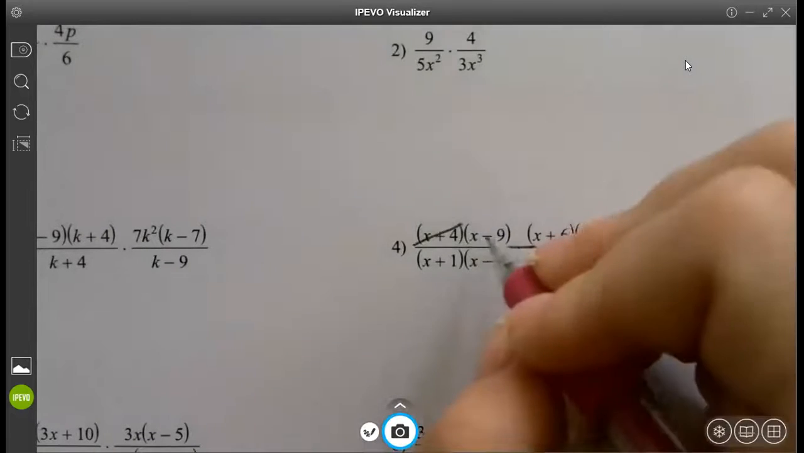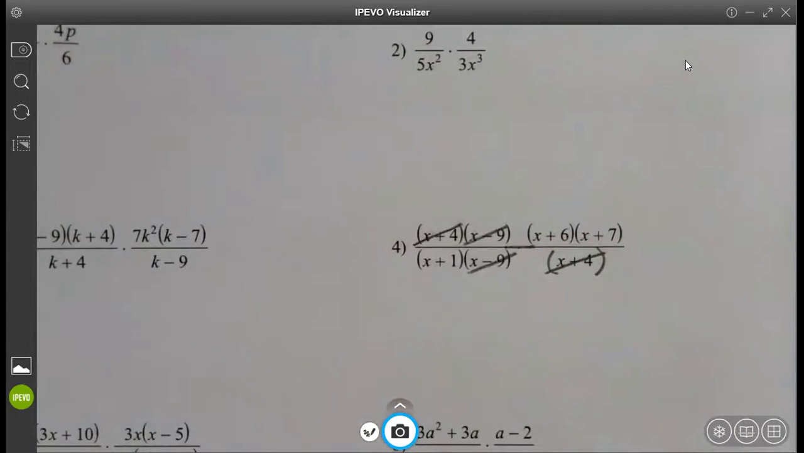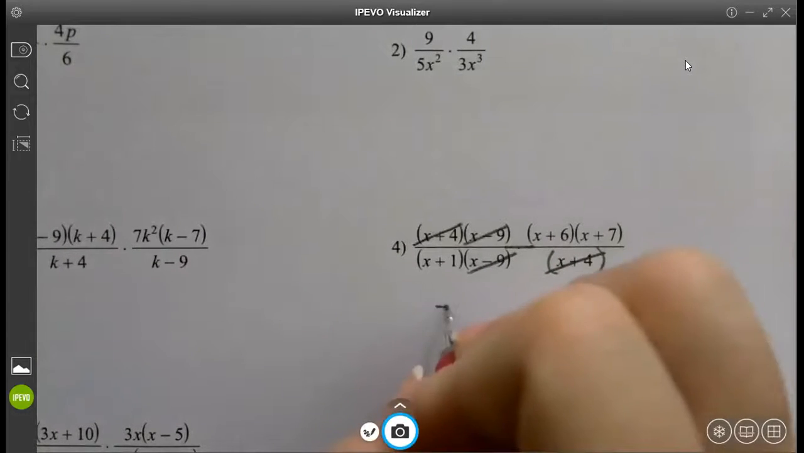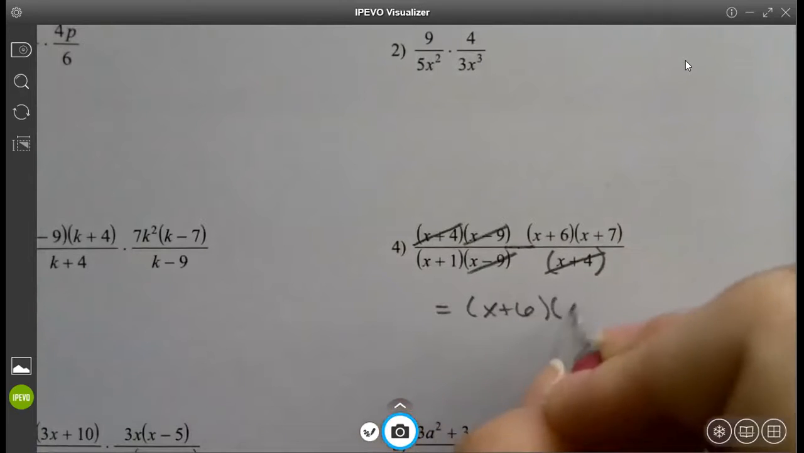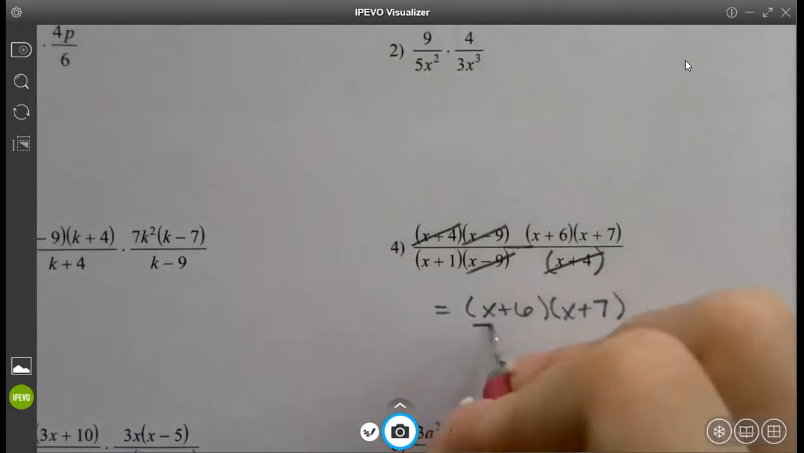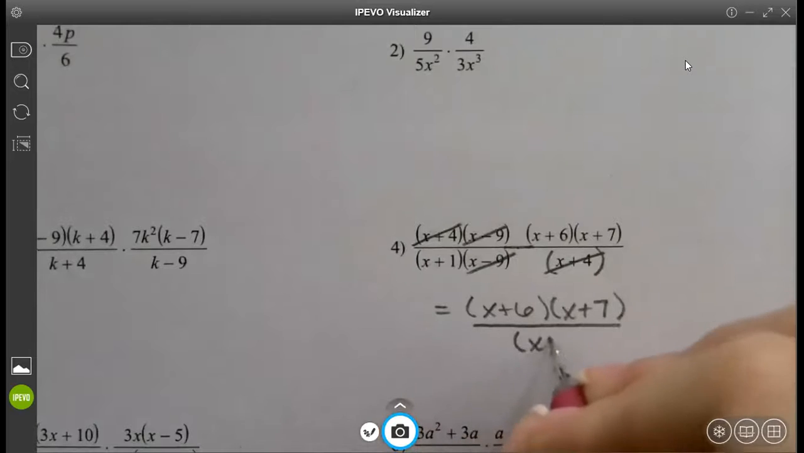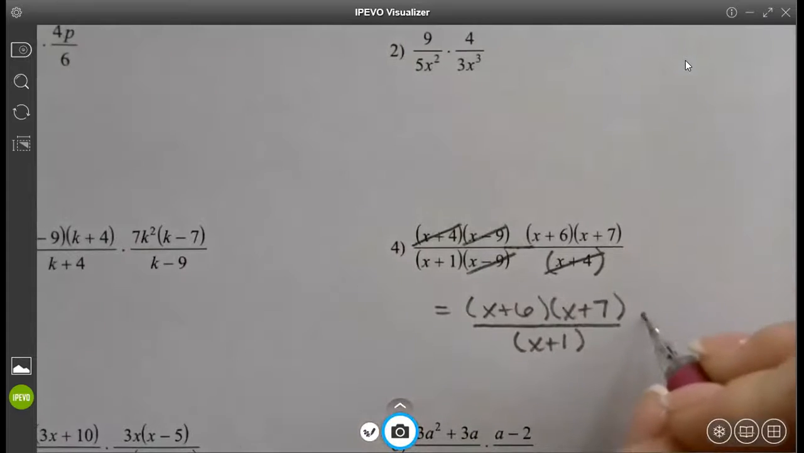All right, so then x minus 9 is on the bottom and on the top. And that's the only things that we can mark out. So when we finish, on the top, we have x plus 6 and x plus 7. On the bottom, x plus 1. So that's your simplified.